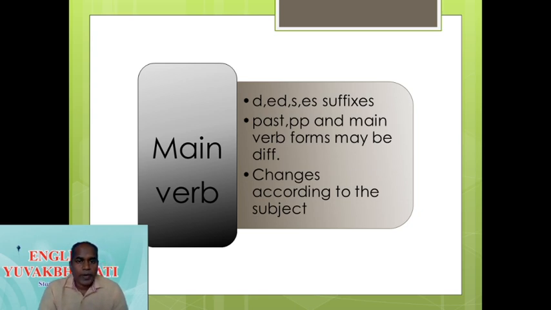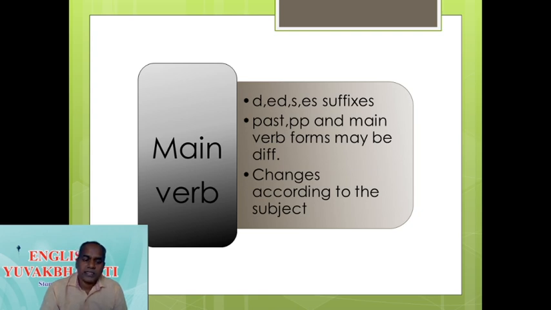And the third point is that the main verb can change. Here we can see that the main verb changes according to the subject. For example, he goes. We cannot say he go, because he is third person singular, so if we are writing the sentence in the simple present tense, we have to take he goes. We should not use he go.